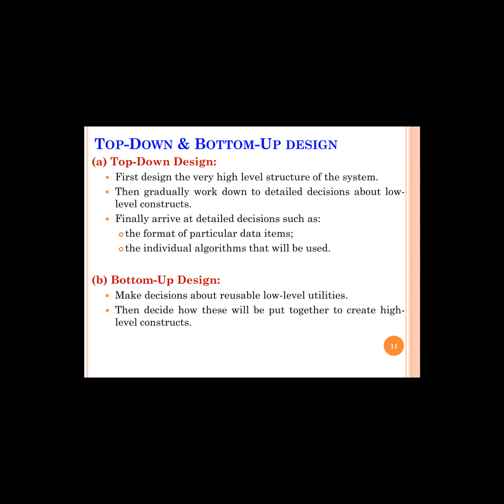In top-down design, we take the high-level structure, the complete system, then components, then modules, and within the modules, functions and each and every line of code. But in case of bottom-up, we identify the core idea. Then according to the core idea, what are the other necessary things? Then you go for the other necessary things according to the need.